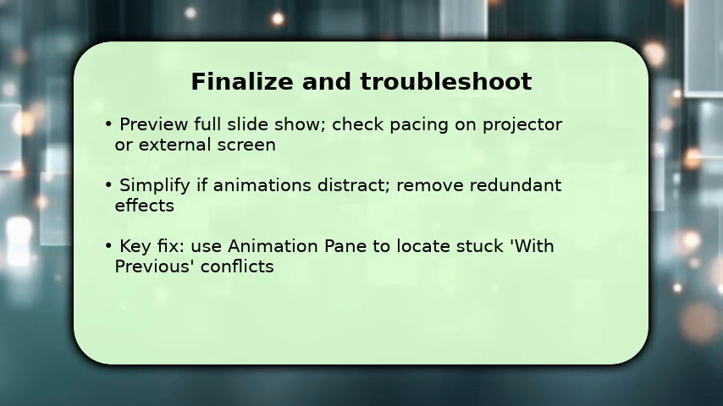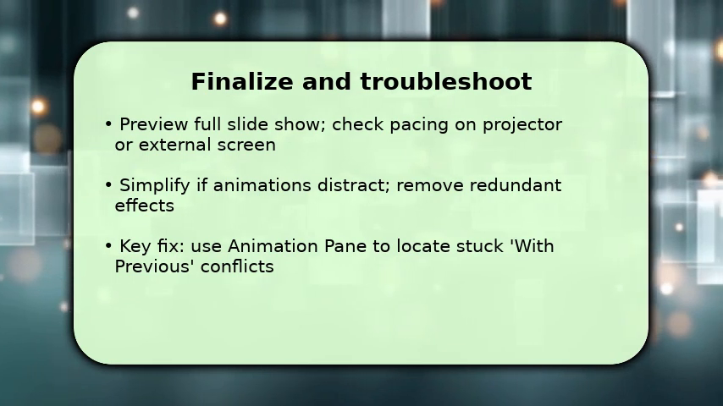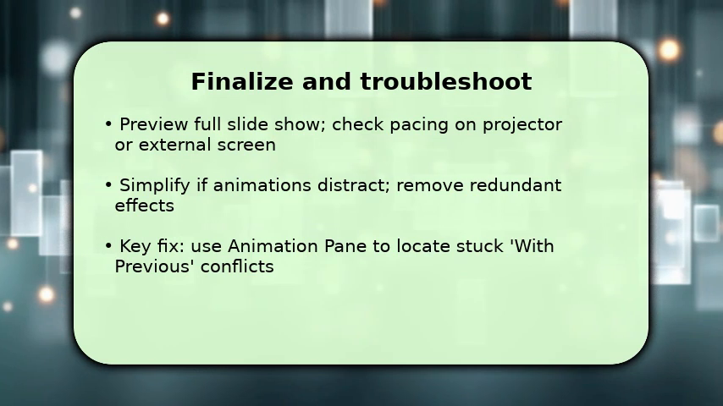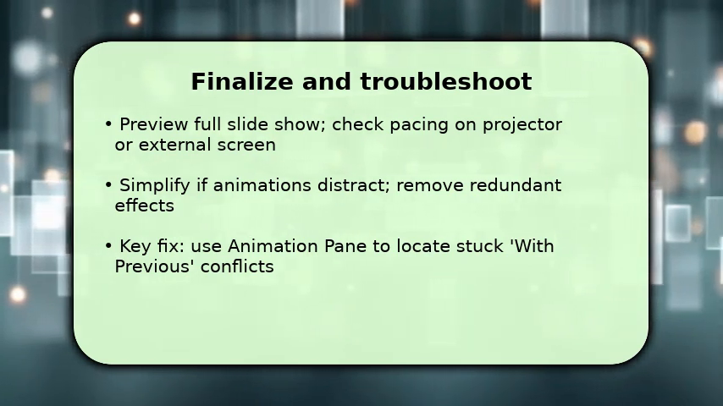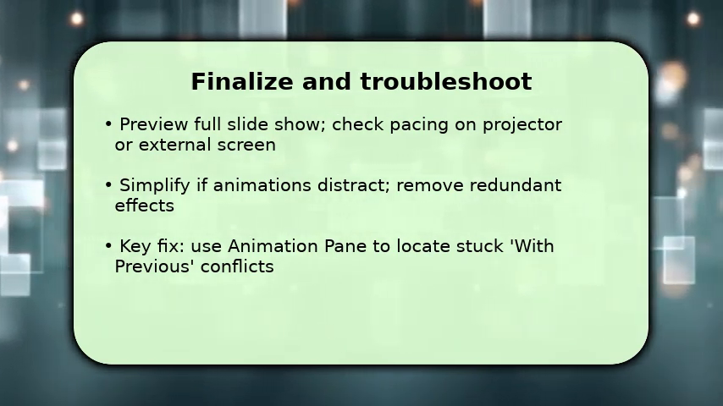If something doesn't play, open the animation pane. Look for items set to with previous that overlap, expand details, and change starts to on click to isolate faults. Finally, save a copy with animations intact so you can revert if edits break sequences.